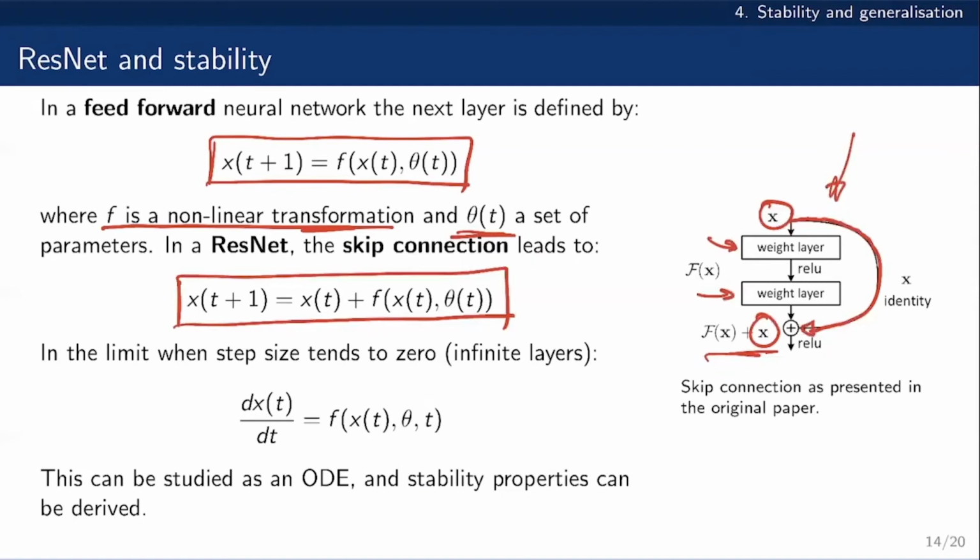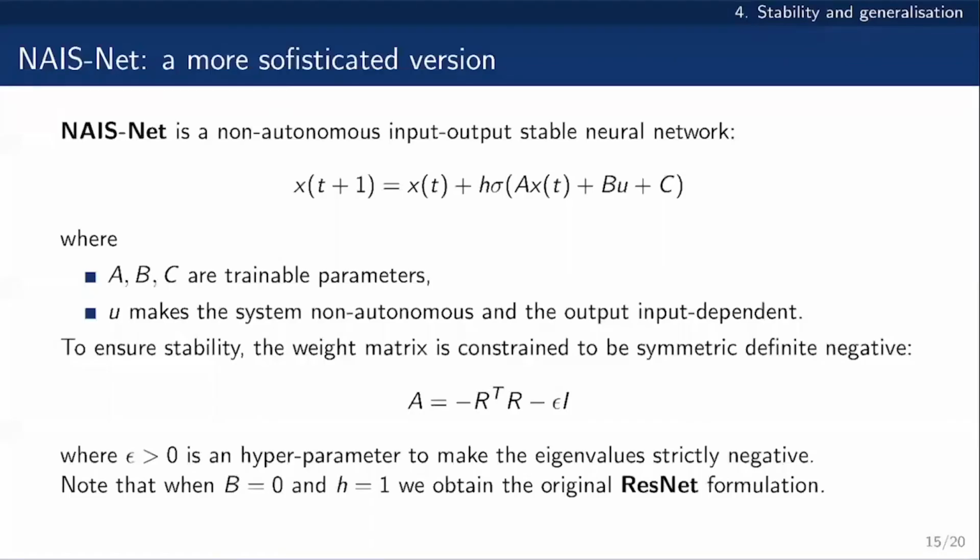And this is for specific time steps. But if you take very small time steps and make them tend close to 0, you end up with this relation, which is basically an ODE. And from that ODE, some stability properties can be derived. So here you have a more sophisticated version of the ResNet we saw before.